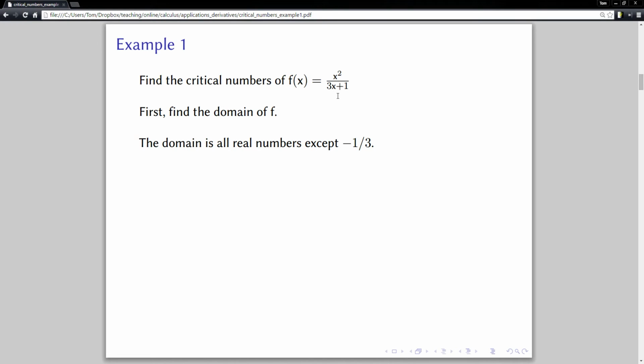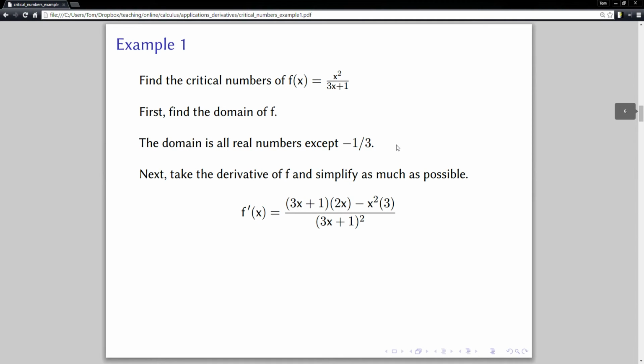So the domain of a rational function is all real numbers except those that make the bottom part equal to 0. The domain would be all real numbers except negative 1/3. That's important for later on. Next, now that we know the domain of f, we're going to take the derivative and simplify it as much as we can.